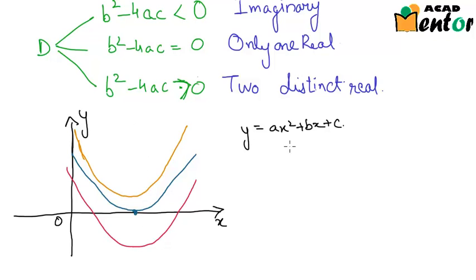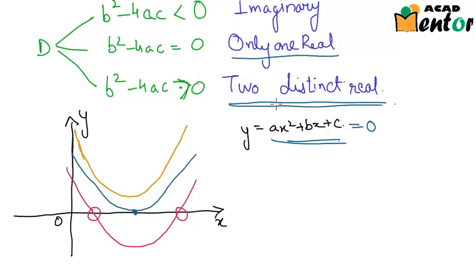And we know that the roots of this polynomial are found when we equate this polynomial to 0. That means the value of y goes to 0. So when we have two distinct real roots, this is the condition of the graph. We have two distinct real roots. When we have only one real root, that means the graph just touches the x-axis and moves up. So we have just one real root.